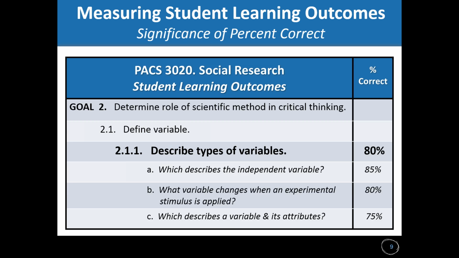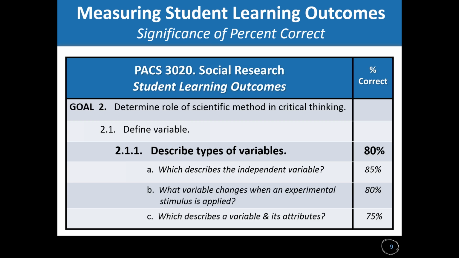So we're getting a sense here. These percentages are the percentage correct. We know that 85% of the students that took exam 1, so to speak, got this question correct. And if we move down to question B, we know that 80% of the students that answered this question got that one correct. And down to question C, we know that 75% of the people that answered that question got it correctly. So 75%, 80%, and 85%. That's a pretty good indicator that things are going well.